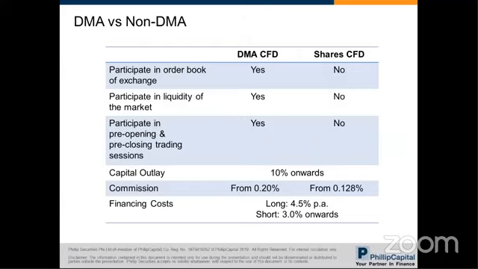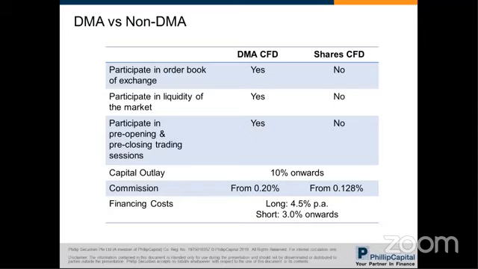So for shares, with direct market access DMA, you can participate in the order book of the exchange, and any liquidity itself, you are actively joining it. In terms of capital outlay, we allow up to 10 times the leverage. You can put from 10% onwards, and when you key in the CFD counter itself, it will show you how much you need to put in when you place your order. Commission wise, for DMA itself, it starts at 0.2% onwards, and for shares itself, if it's an index constituent counter, those blue chip counters, it will start at 0.128%.